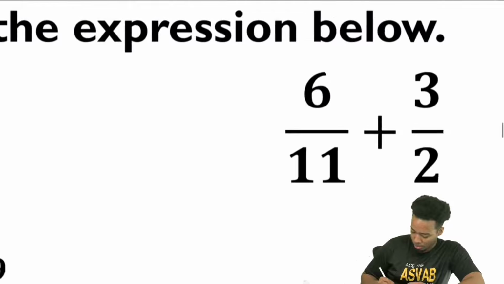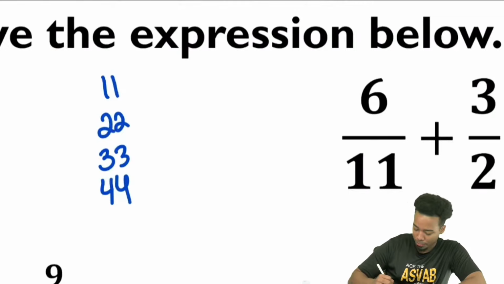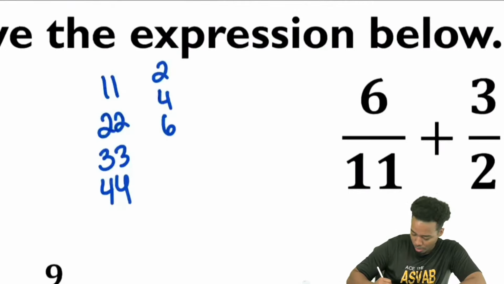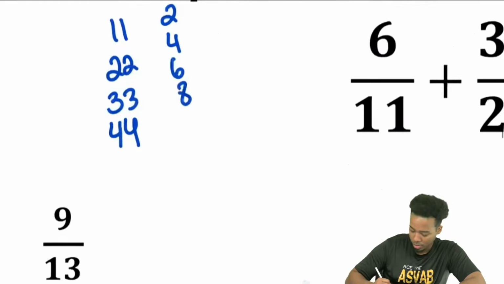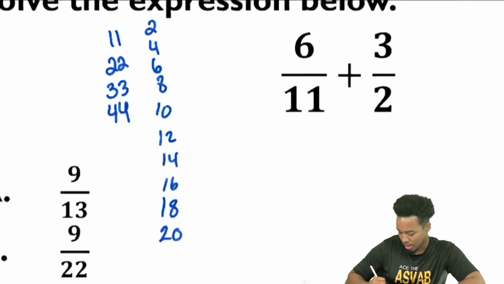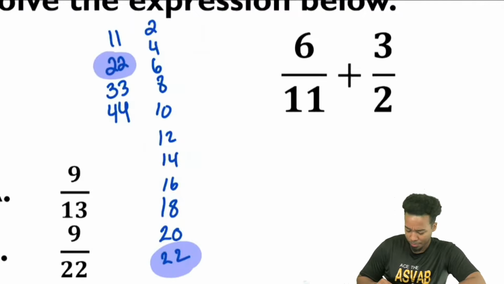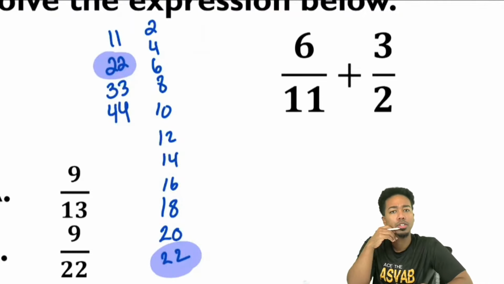But what the multiples are for 11: 22, 33, 44, etc. And then for 2: 2, 4, 6, 8, 10, 12, 14, 16, 18, 20, and then 22. This is the worst way to do it by hand, but I hope you can see that in those lists of numbers, 22 appears for both of those lists. Does everybody see that? 22 indeed does appear for both of those lists.